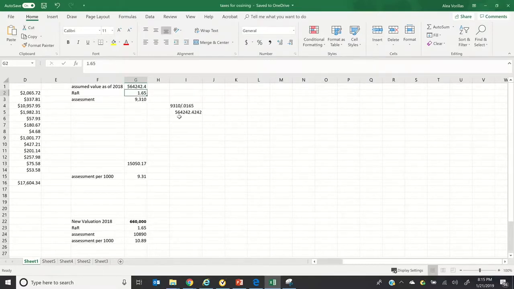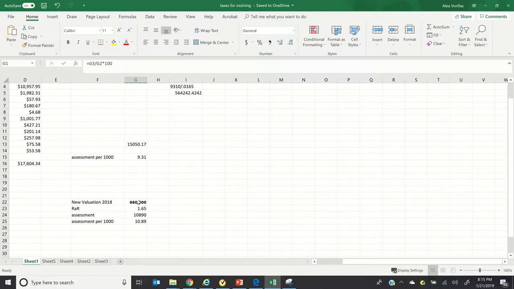So I do the multiplication. It's expressed like this. If you're in Excel, you divide the cell that has the assessment by the cell that has the RAR times 100, and that will give you the full market value per the town.